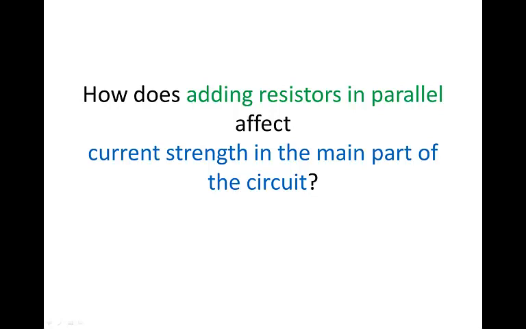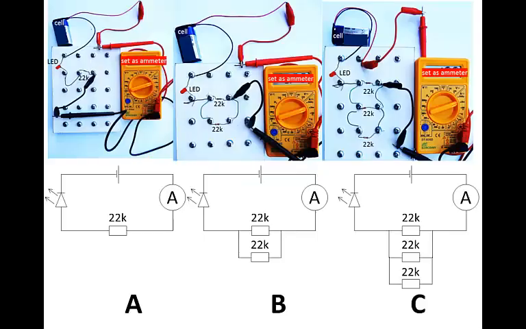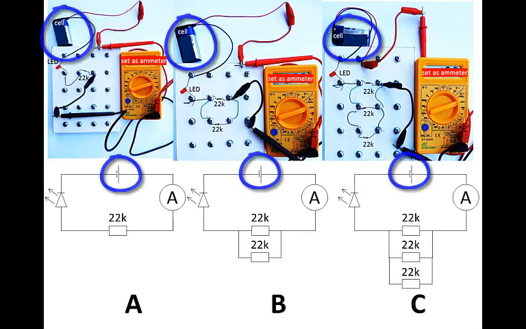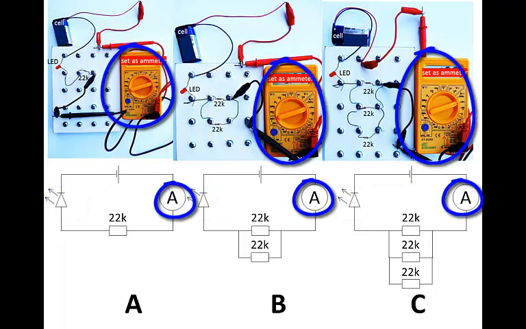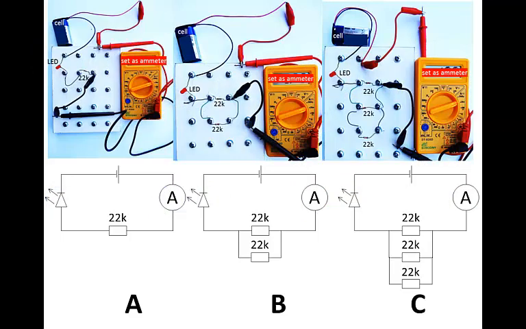How does adding resistors in parallel affect the current strength in the main part of the circuit? Here we have 3 circuits which can help us to answer this question. Notice that in all cases we have a 9-volt cell and we have an LED and we have an ammeter which is measuring current strength in the main part of the circuit. But what is different between these 3 circuits is the resistors.